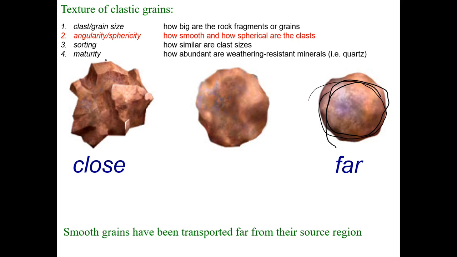Whereas when you find something that is angular like this, it means that it hasn't undergone very much transport. So probably the grains of sand originated pretty close to the source.